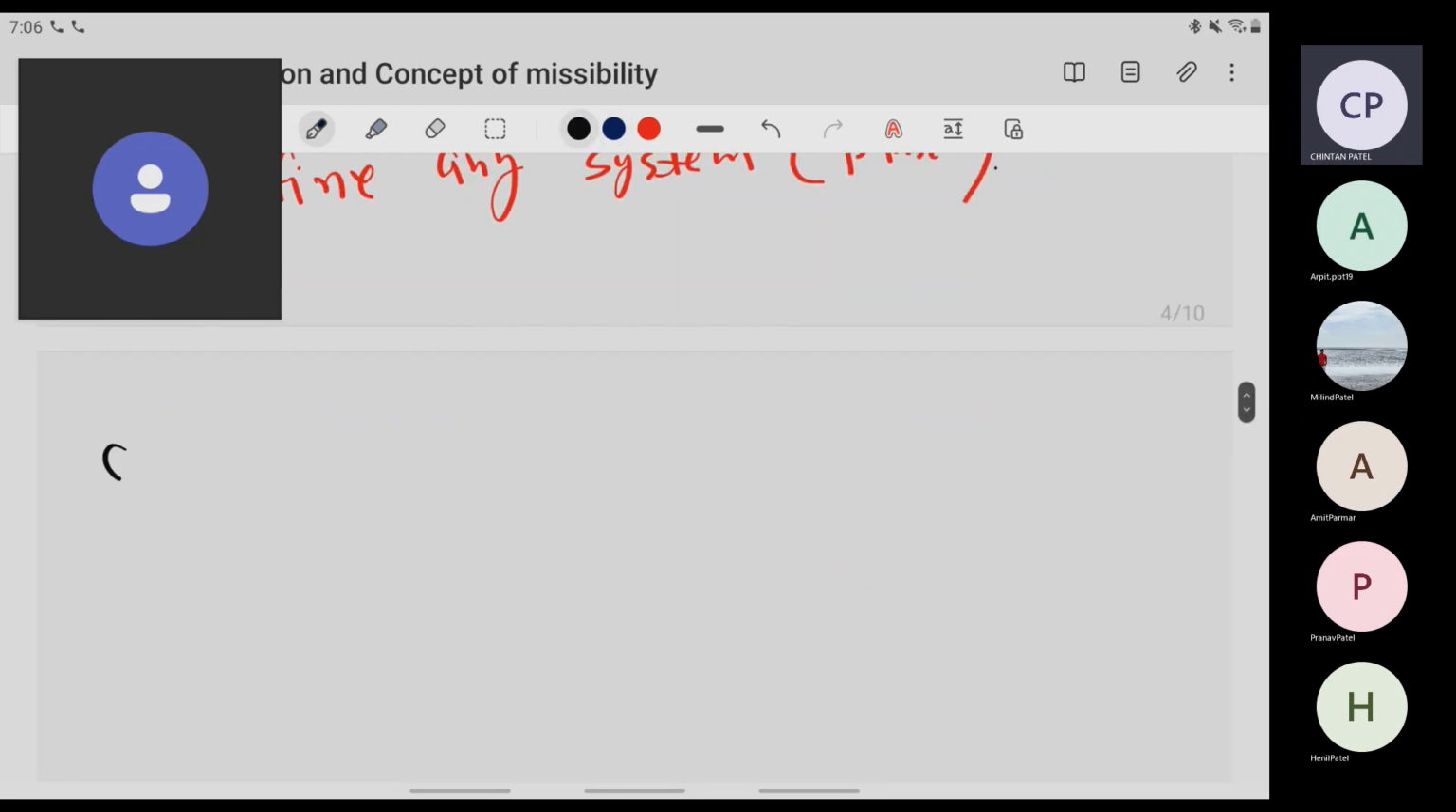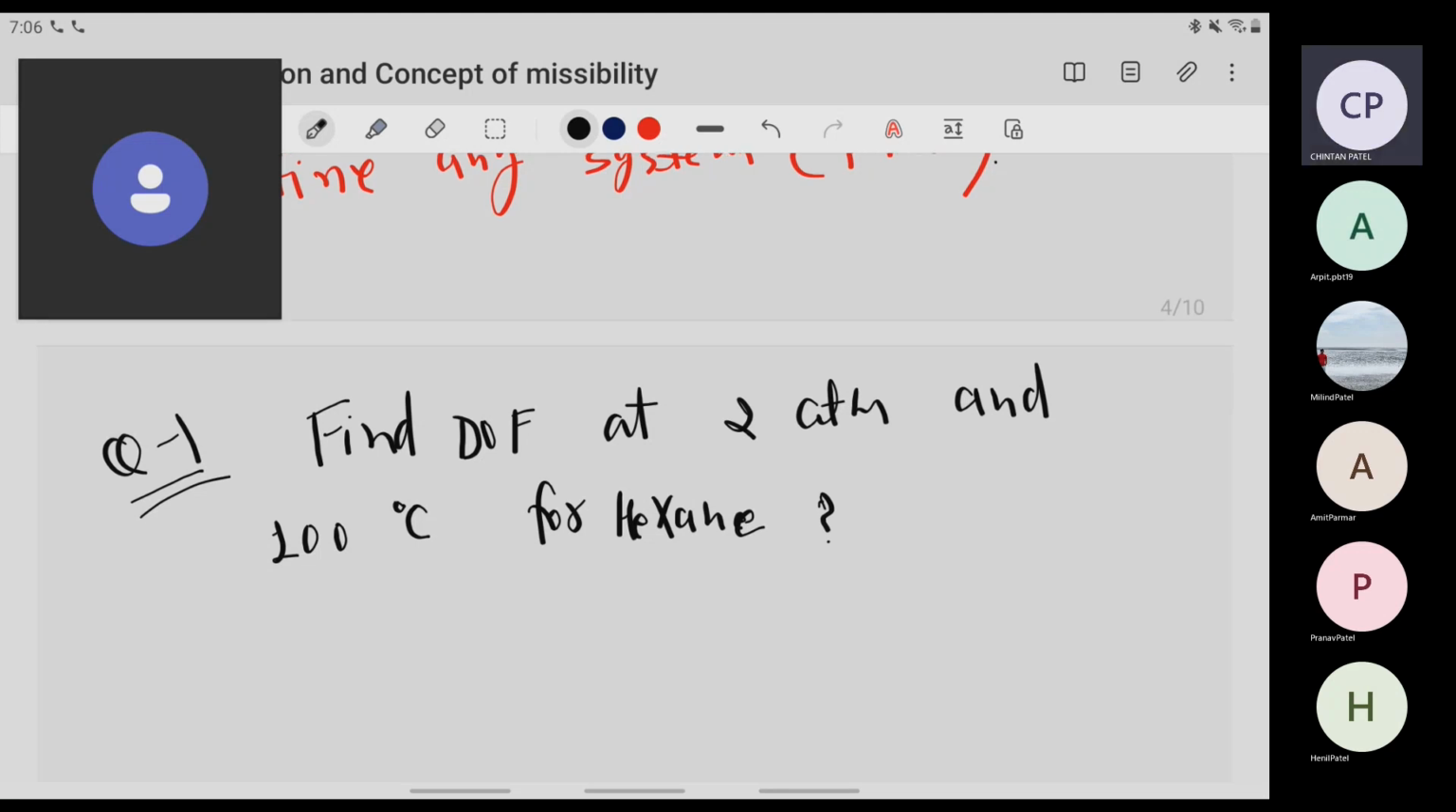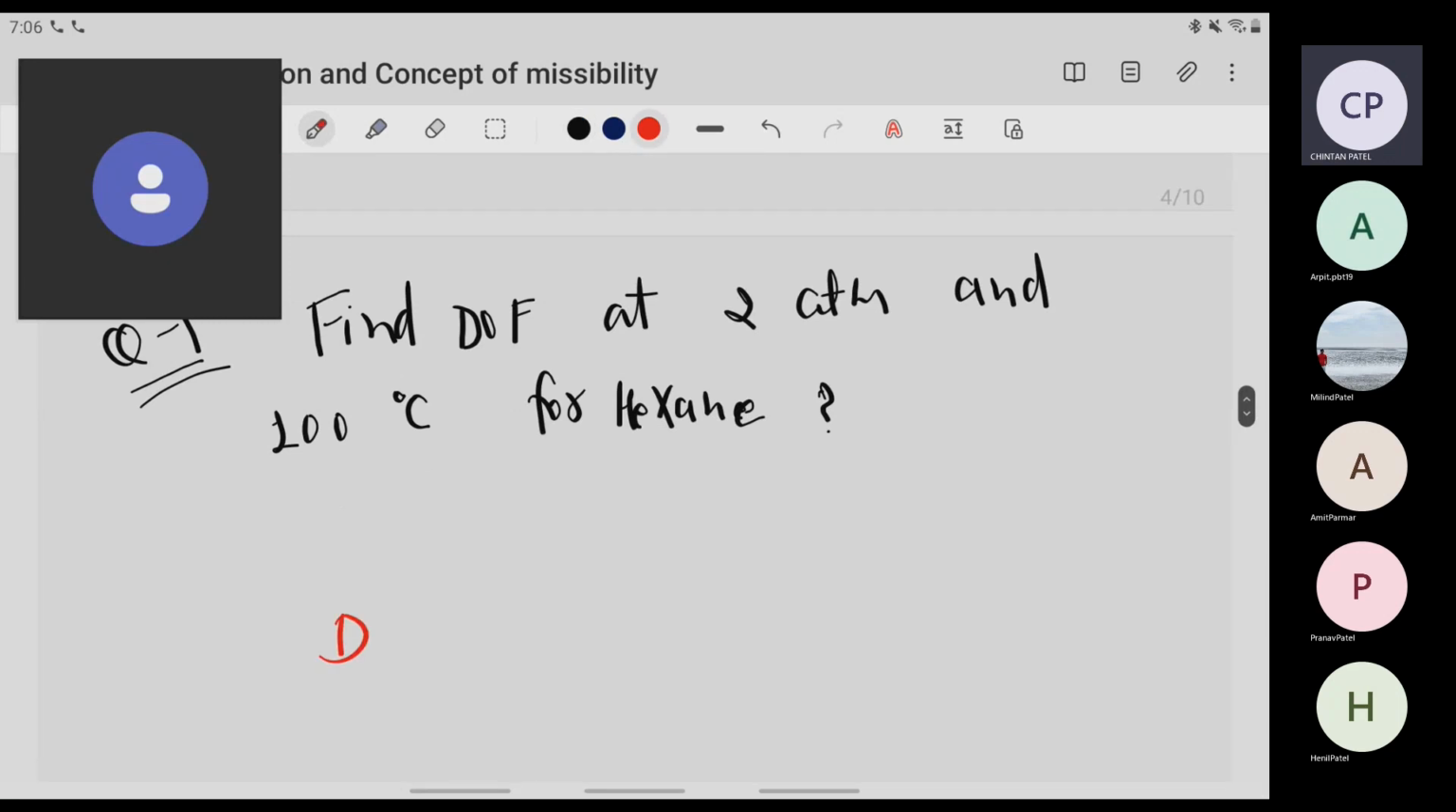Let's suppose the question is: find the degree of freedom at 280 and 100 degrees Celsius for hexane. You know hexane, all? Yes, sir. For the hexane, let's first discuss the degree of freedom formula.